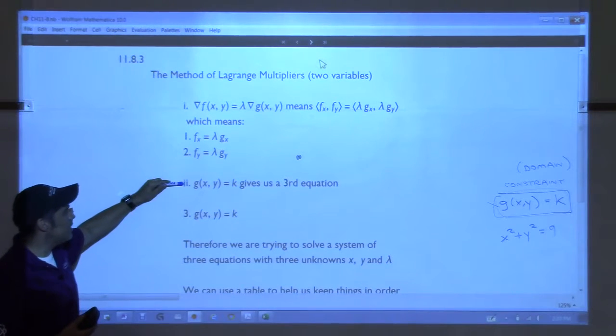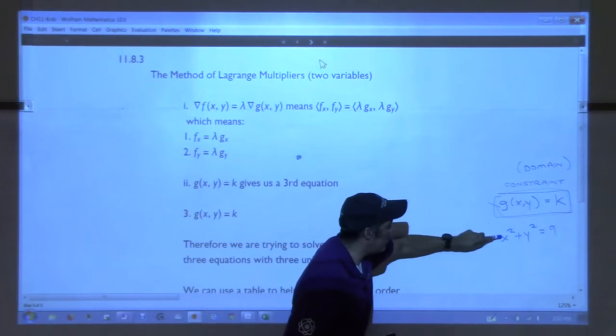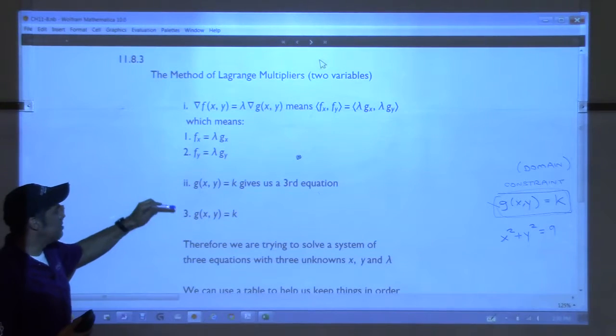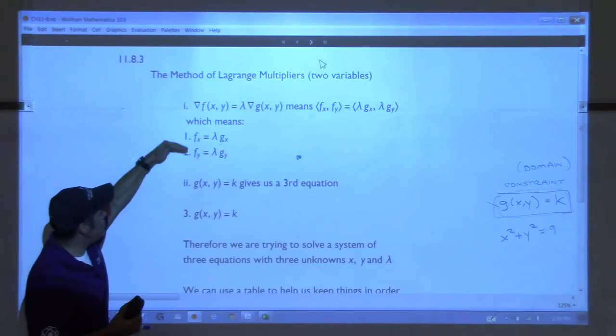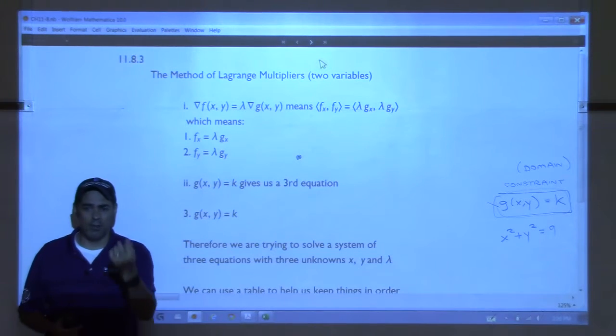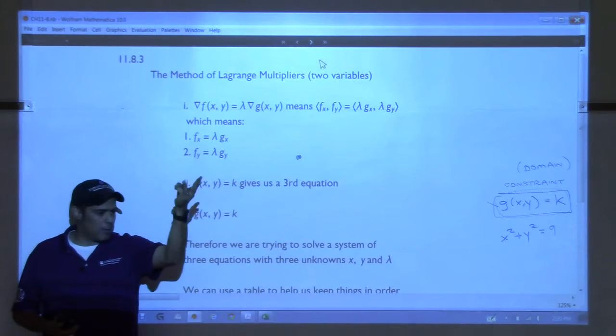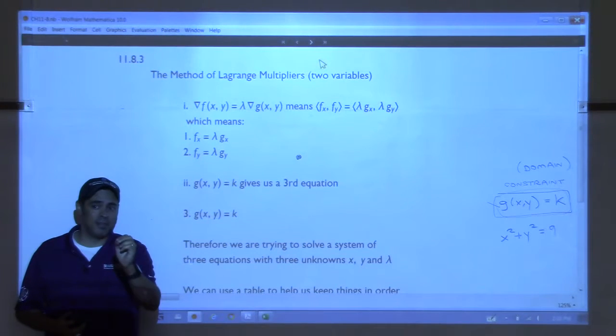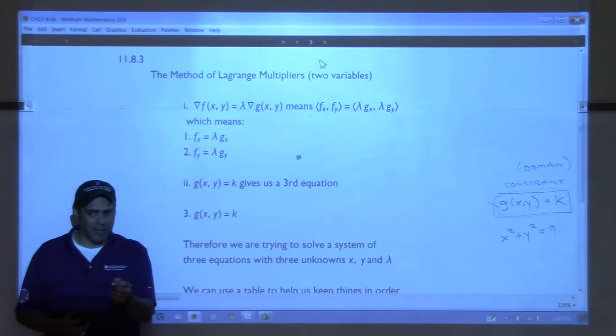And then the third condition, which is this constraint equation being true, gives us a third equation. And that means we'll have 1, 2, 3 equations, and we'll have 3 unknowns, x, y, and lambda. So 3 equations, 3 unknowns. The problem is the equations don't have to be linear.